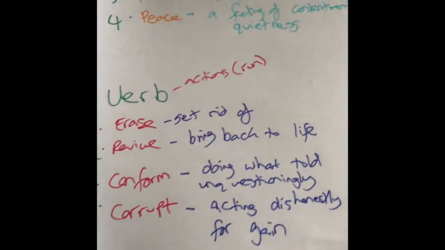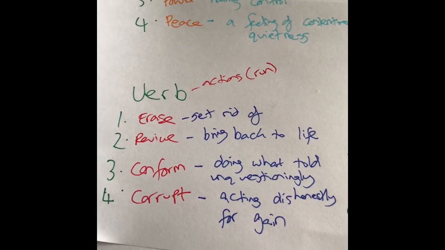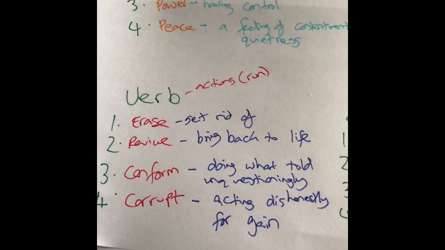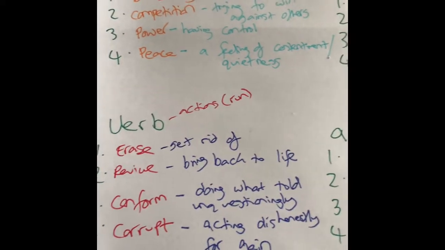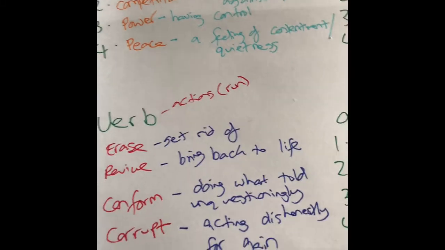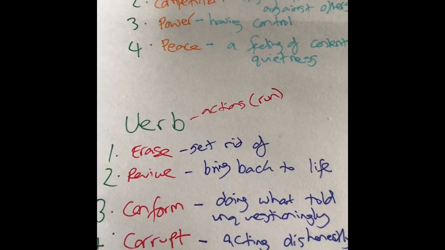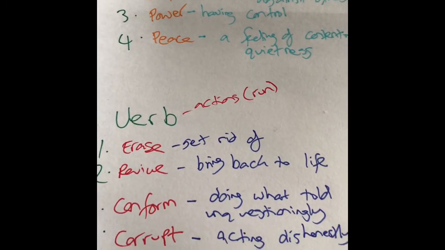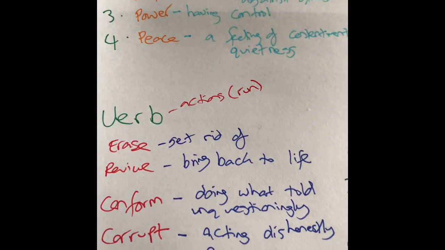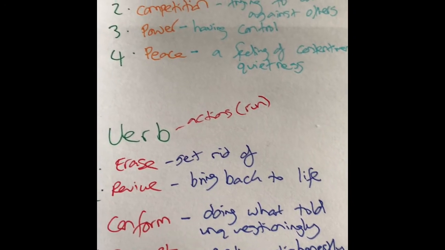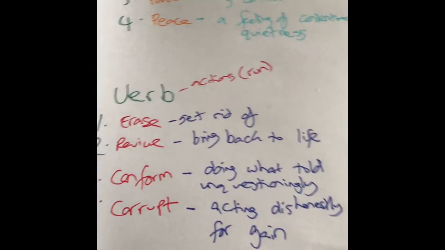For my verbs, which are actions like run, I have chosen erase, revive, conform, and corrupt. So erase means to get rid of something, revive means the opposite actually, to bring something back to life, to interest. So you revive interest in something or you revive an actual person's life. Conforming is when you do what you're told, but you don't even question it, you just do it and you don't even think about it. And then corrupt is when someone is dishonest for gain.